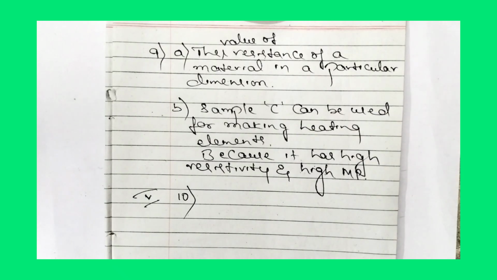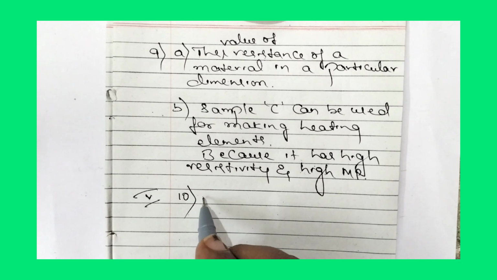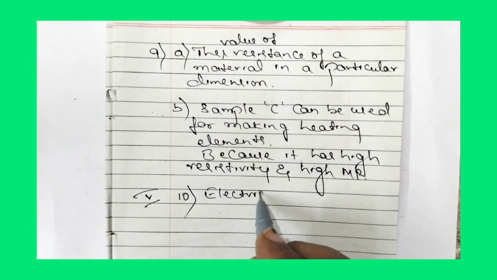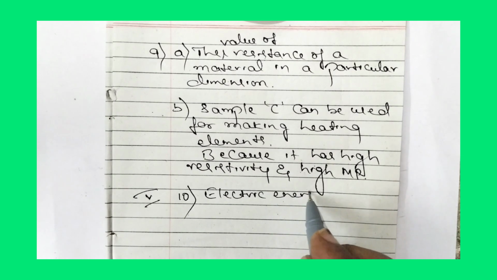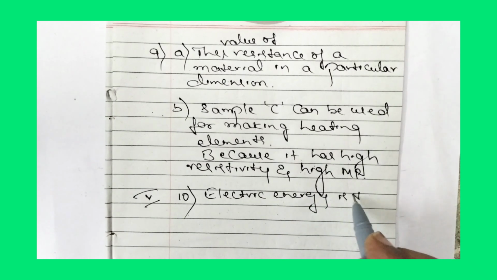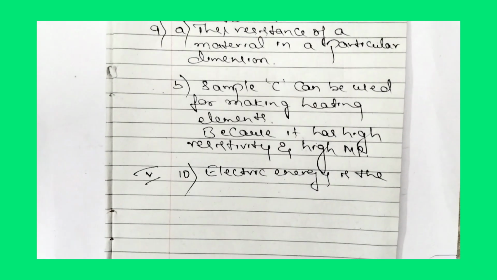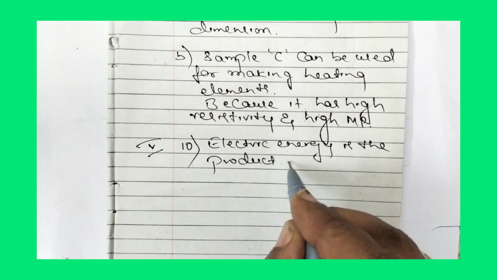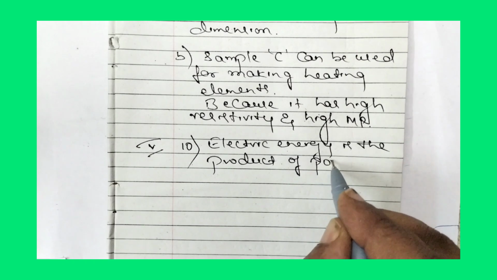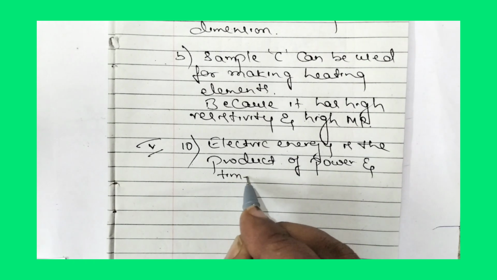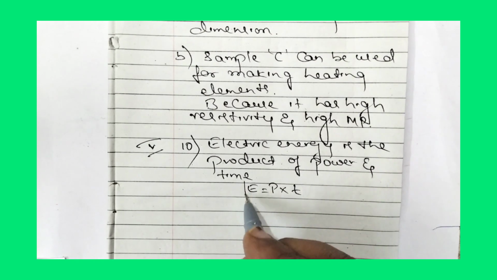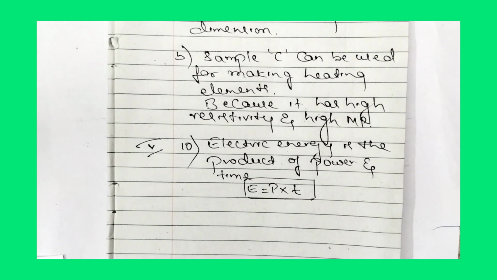So what is electrical energy? Electrical energy is the product of power and time. The product of power and time is called electric energy. E is equal to P into T.